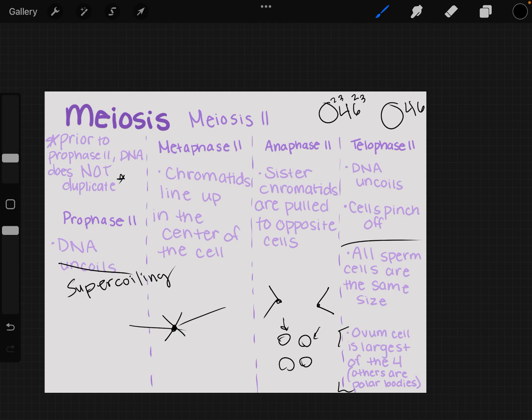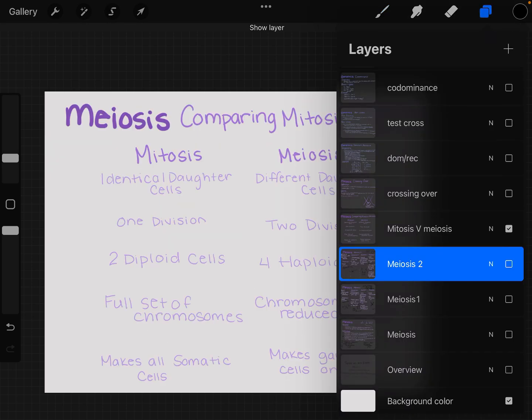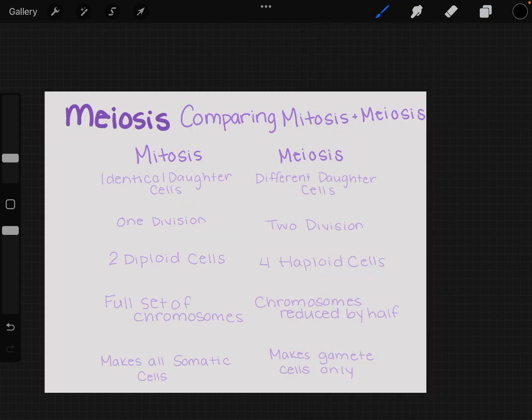So the next thing that we're going to talk about is mitosis versus meiosis. So this will be quick. We've talked about mitosis in the last video. If you haven't already seen that and you want a refresher on mitosis, please go and watch that past video to get a better understanding, but we will review it very briefly now. So mitosis, you're going to end up with identical daughter cells.